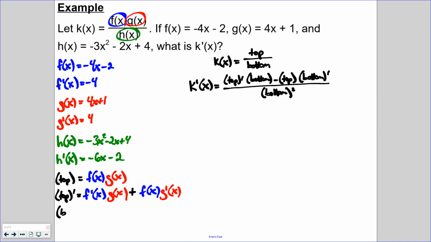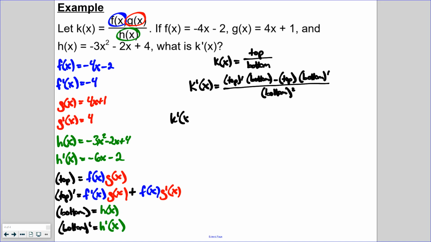And then we have the bottom, which we know is h of x. And then we can take the derivative of the bottom, which is just going to be h prime. Whoa, that's not an h, that's an h prime of x.